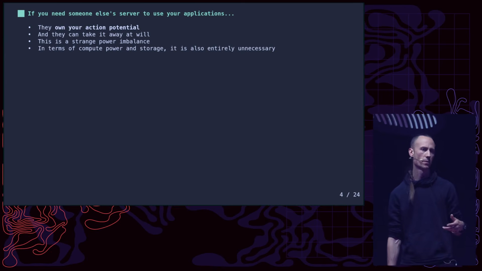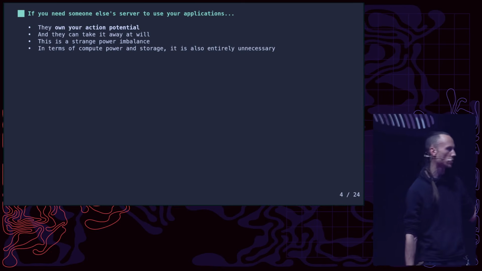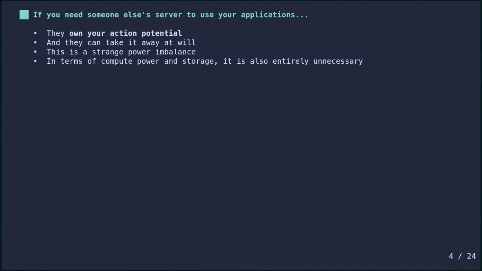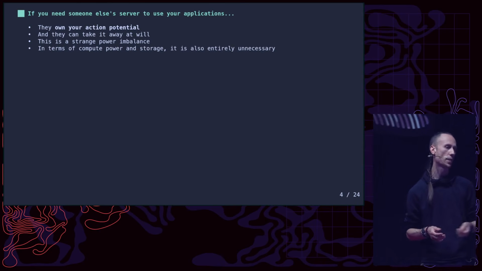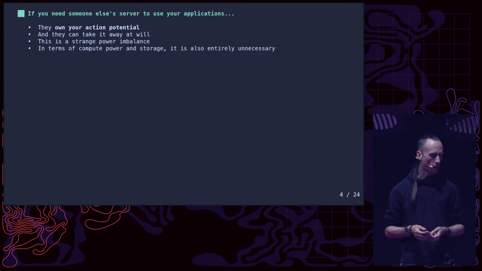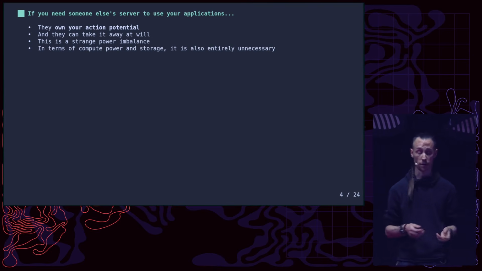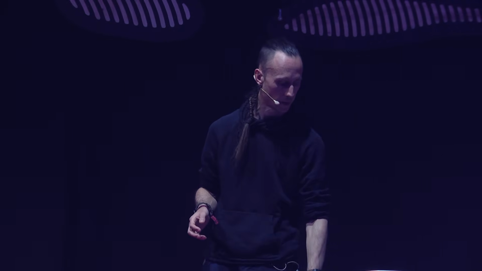Another quite fundamental problem is that if you need somebody else's server to communicate with the peers that you want to communicate with, or to disseminate any kind of information, the people that run those servers or services effectively own your action potential. And they can take this action potential away at will if they don't feel that you comply with how they want to run things. So this is, in my opinion, a very unwelcome power balance. And in terms of compute power and storage and where our technology is in all kinds of other regards, it's also quite unnecessary.